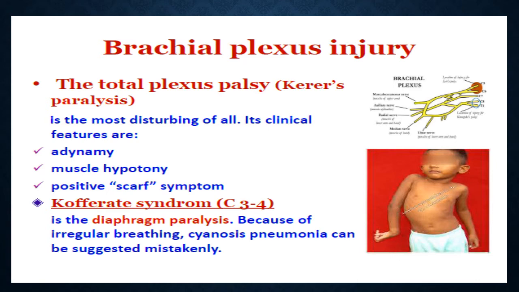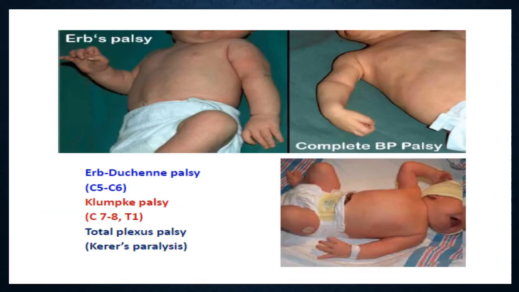Another type is the Cough-Rate syndrome involving C3 to C4, and it's the diaphragm paralysis. It's very grave and maybe also life-threatening. Because of irregular breathing and cyanosis, pneumonia can be suggested mistakenly. Sometimes these cases are mistaken with infection. These are pictures of Erb's palsy, complete brachial plexus palsy, and Klumpke's palsy.